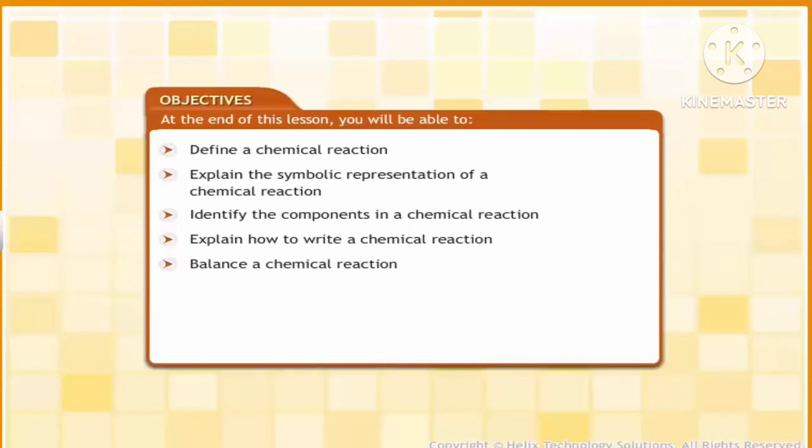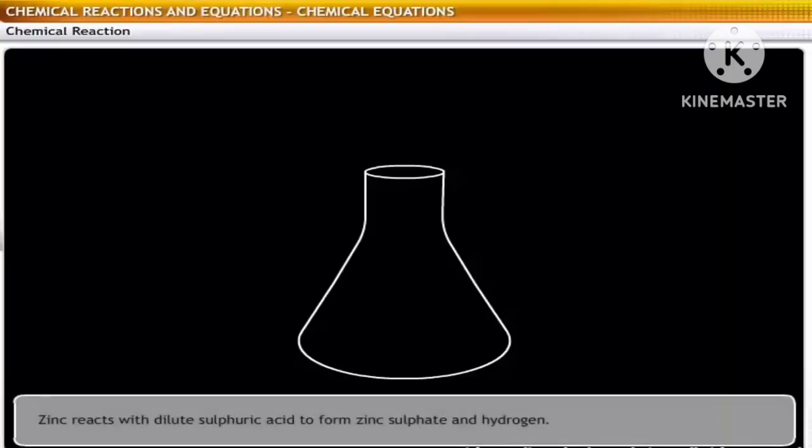At the end of this lesson, you will be able to define a chemical reaction, explain the symbolic representation of a chemical reaction, identify the components in a chemical reaction, explain how to write a chemical reaction, and balance a chemical reaction. Let us see what a chemical reaction is through an experiment.